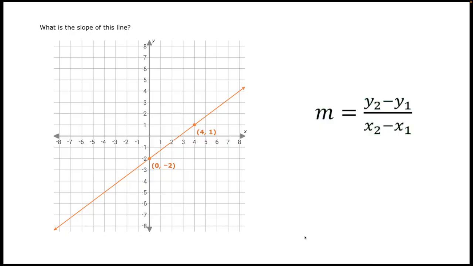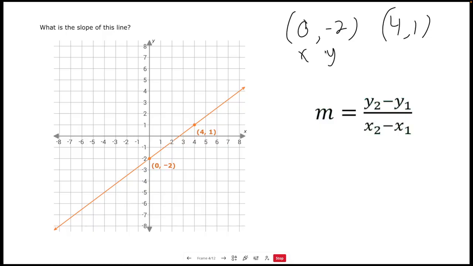Here's our formula. They give us these numbers, 0, -2, and 4, 1. Remember, the first number is the x coordinate, the second is the y coordinate. It's always in that order, x then y. And so I'm going to call this x1 because it's the first x I see, and this is the first y I see. This is the second x, this is the second y. You could flip those, okay? You could call 0 x2 and so on, but I just go in the order that I see.